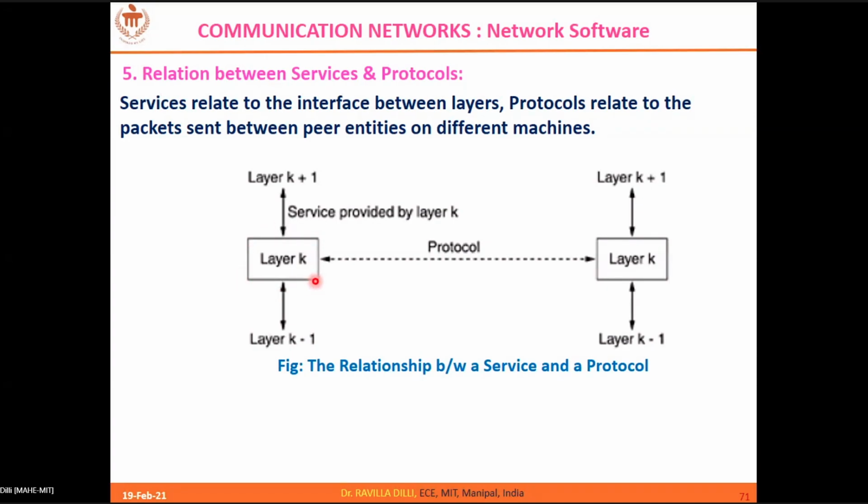For layer K, some functions are defined, and those functions will be implemented. For example, security. Security is defined at layer K, and the security function is implemented using some algorithm, some encryption and decryption algorithms. So layer K is going to tell its immediate higher layer, that is layer K plus 1, that I provide security. That is what layer K is going to inform the K plus 1th layer.